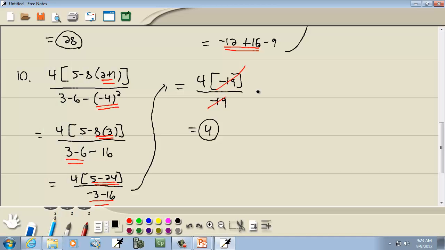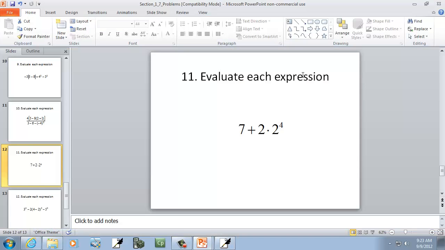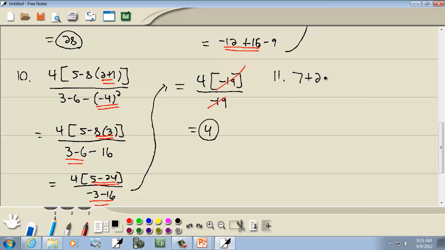Let's take a look at this one. 7 plus 2 times 2 to the 4th. Please Excuse My Dear Aunt Sally. There's no parentheses. Excuse, there is an exponent, 2 to the 4th. So I've got 7 plus 2 times 16. My Dear, multiplication, division. So do 2 times 16. That gives us 32. Aunt Sally, addition and subtraction. 7 plus 32 gives us 39.